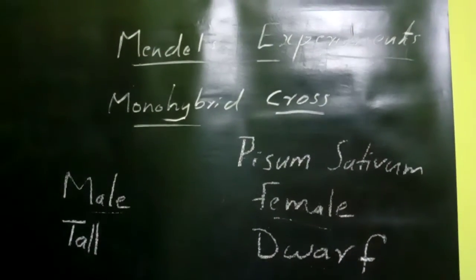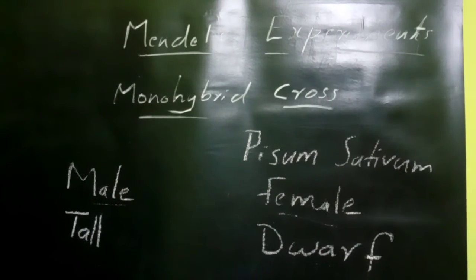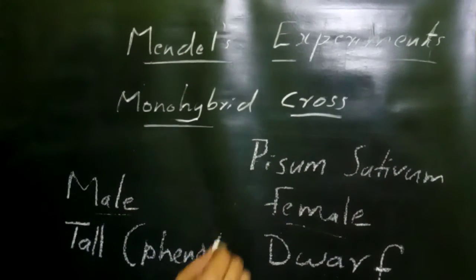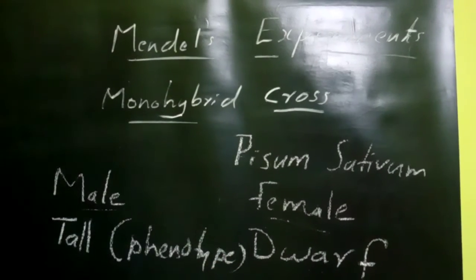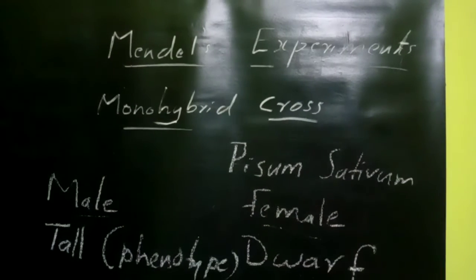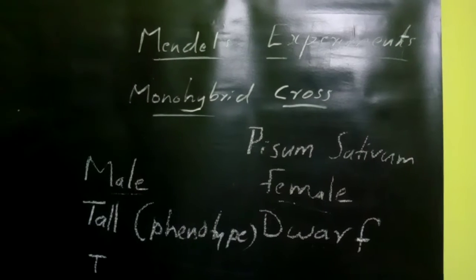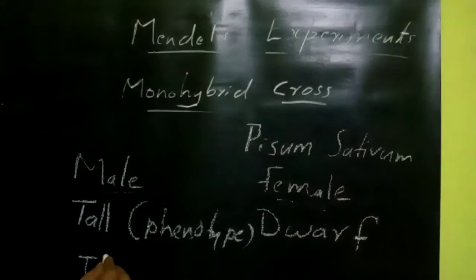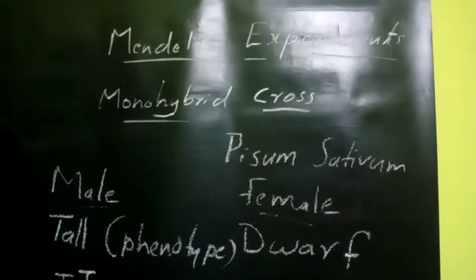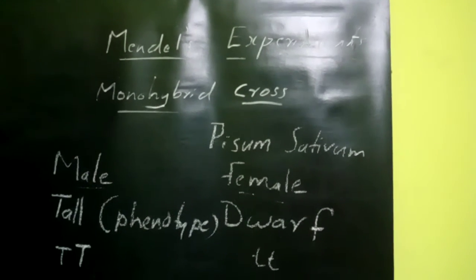Okay. So next we want to do, what is the type of genes here? This is what is called the phenotype. Phenotype is the physical expression of the character. Then we want to write the genotype. We studied that all the genes are represented by using English alphabets. So here capital T is the gene responsible for tallness, and small t is the gene responsible for dwarfness.